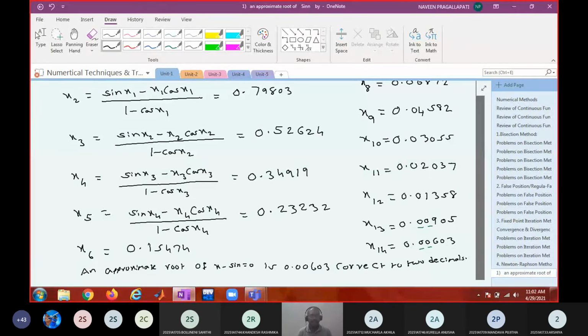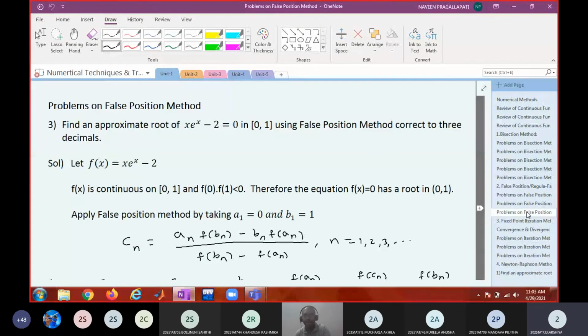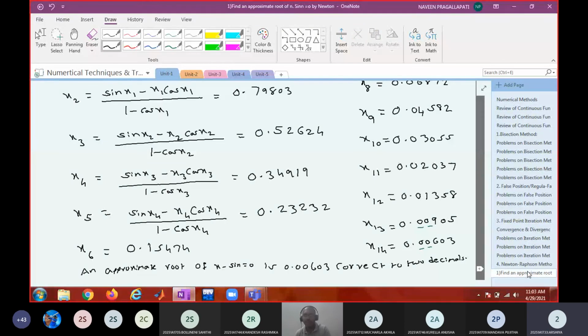Okay, so just quickly take one more problem. Shall I go to the next page? Yes, sir. Okay, so we did one problem in false position method, x log x to the base 10 equal to 2. What is that equation? Can you recall? Take that equation. Find an approximate root of x log x minus 2 equal to 0.